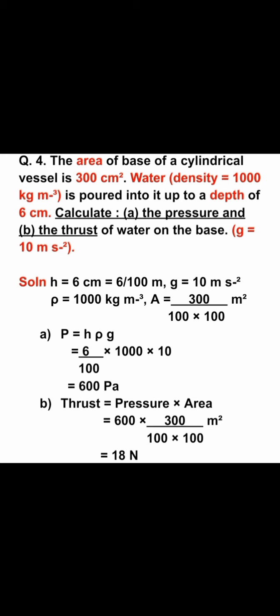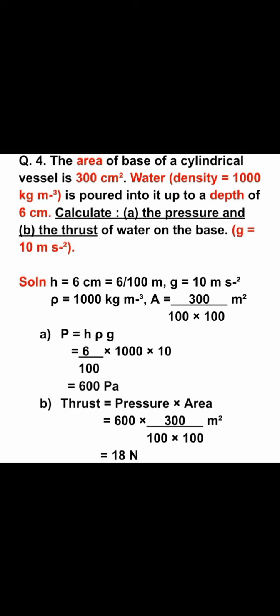Density, that is rho, equals 1000 kg per meter cube. This is also given. Area equals 300 centimeter square, which is converted to meter square when we divide it by 100 into 100. Now we have to calculate the pressure.